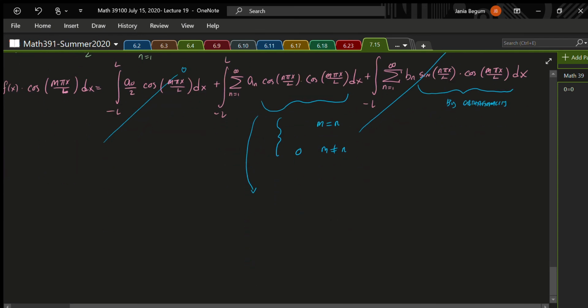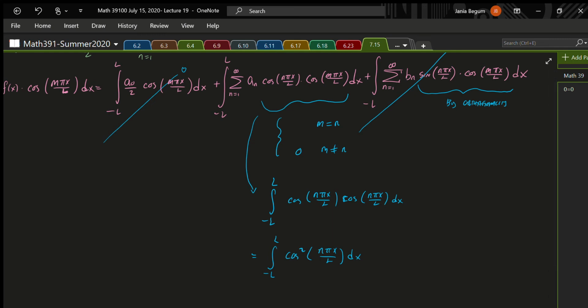So you're integrating from negative L to L cosine of n pi x over L and cosine of n pi x over L dx, which means I can multiply them, because they have the same argument now. So that would just be the integral from negative L to L of cosine squared of n pi x over L dx. So that's how you would be integrating this integral if m and n are equal.